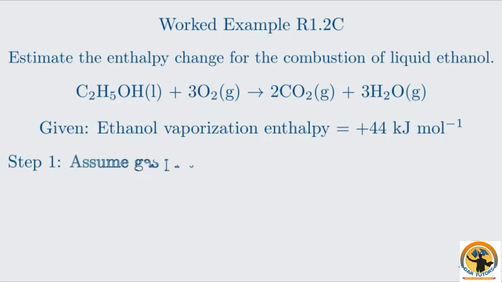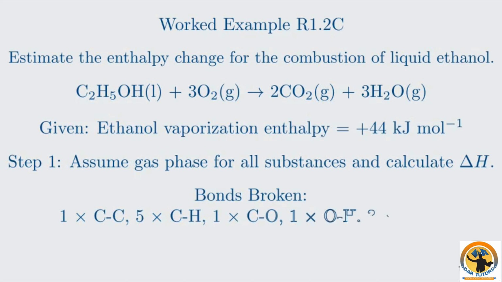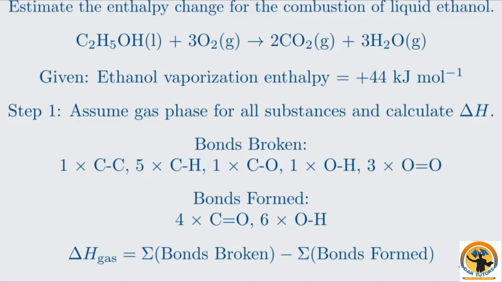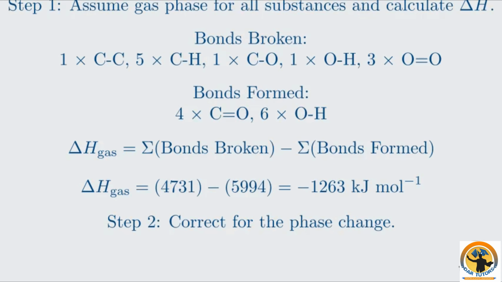First, we calculate the enthalpy change as if all species were gases. This involves breaking the bonds in one ethanol molecule and 3 O2 molecules, and forming bonds in 2 CO2 and 3 H2O molecules. The formula for this is the sum of bonds broken minus the sum of bonds formed. After calculating the bond breaking and bond forming energies, we find an enthalpy change of -1263 kJ per mole, assuming gaseous ethanol. However, the problem specifies liquid ethanol.